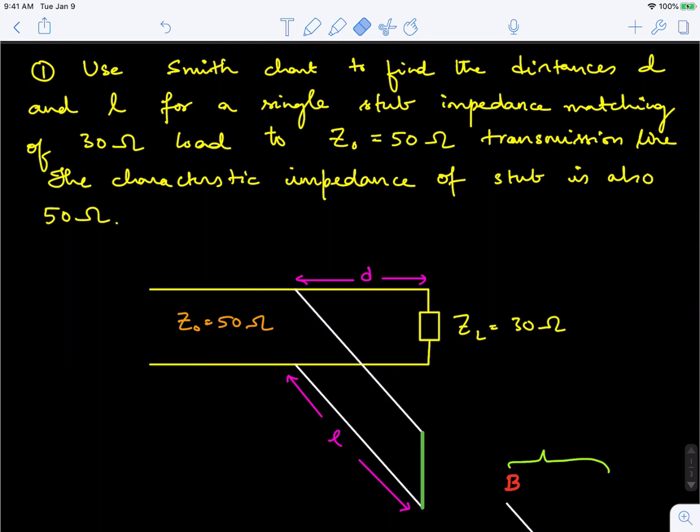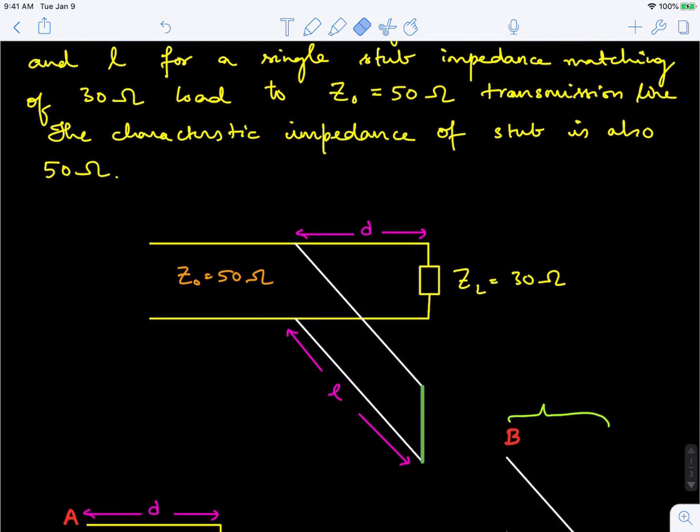So problem 1 on homework 7 is as follows. Use Smith chart to find the distances D and L for a single stub impedance matching of a 30 ohm load to a Z0 equals 50 ohm transmission line. The characteristic impedance of the stub is also 50 ohms.